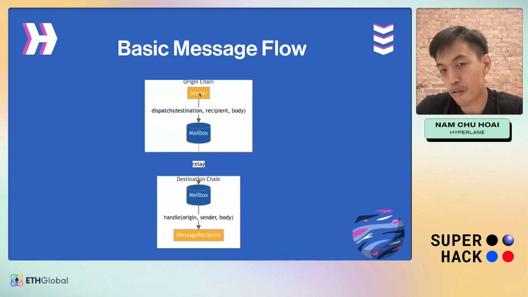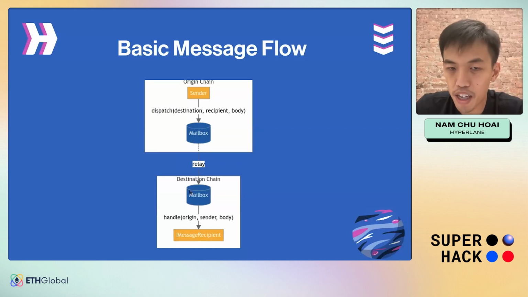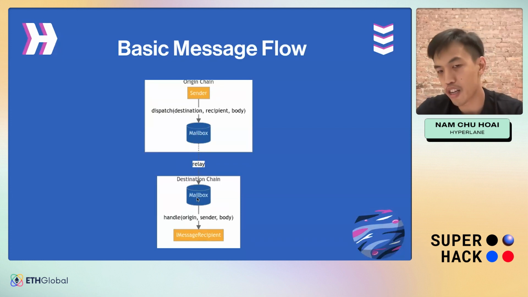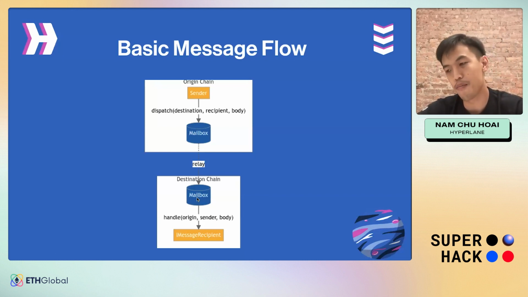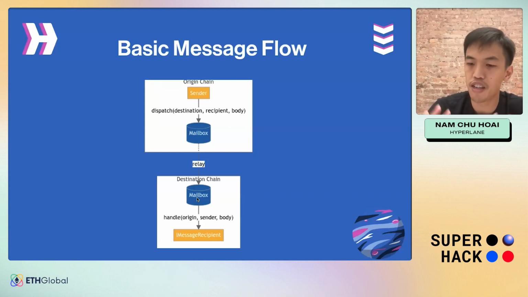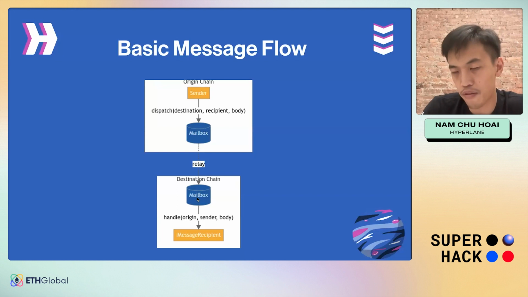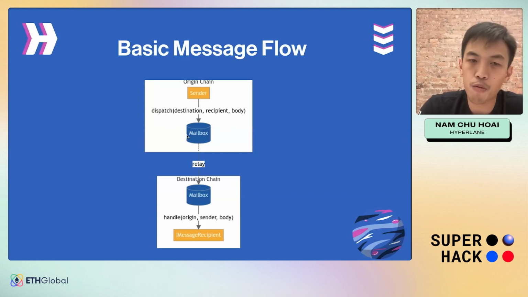So the basic message flow looks actually fairly similar. We have these contracts called mailboxes on every chain that Hyperlane supports. That is both EVM chains, but can also be non-EVM chains. There's a bunch of non-EVM implementations that are about to go live, but for now, for instructional purposes, I'll just assume the EVM. But basically, we have mailbox contracts on both chains.